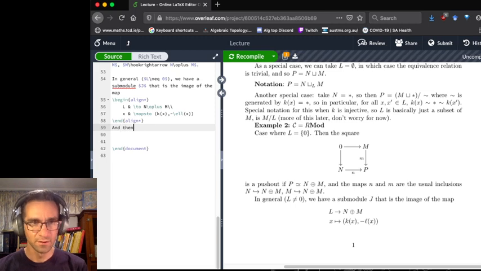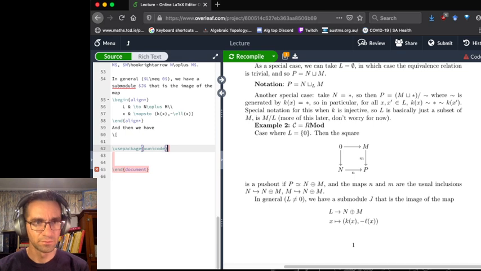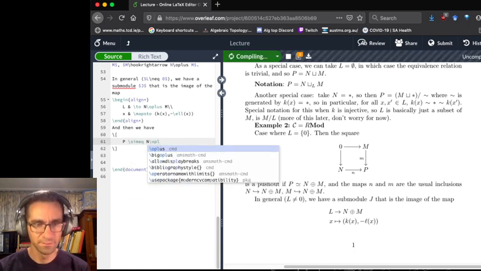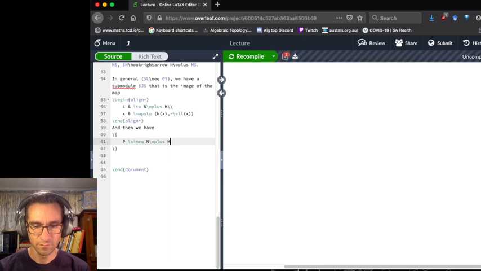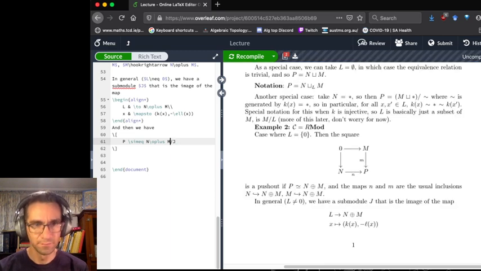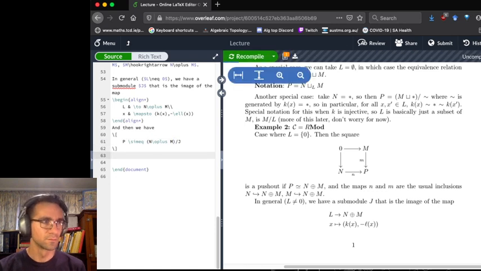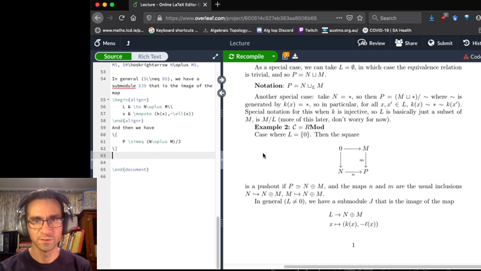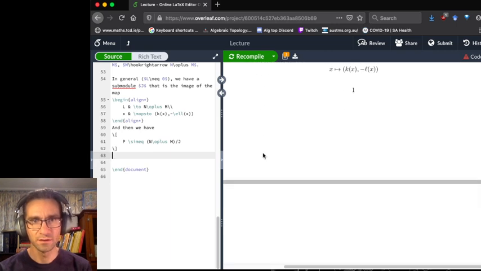and then we have the module P is isomorphic to the direct sum mod J. And now I'm on the next page. Giant gutter.